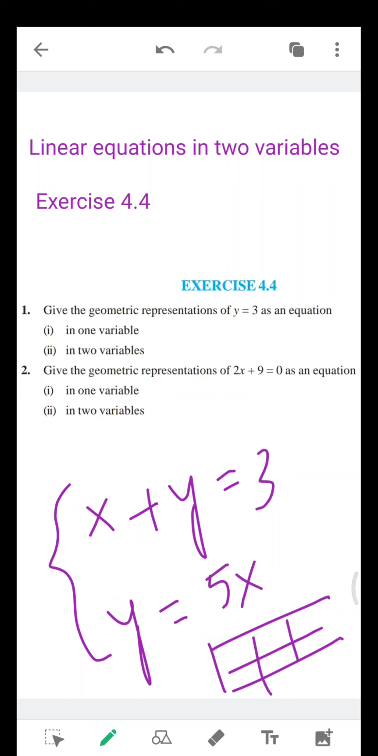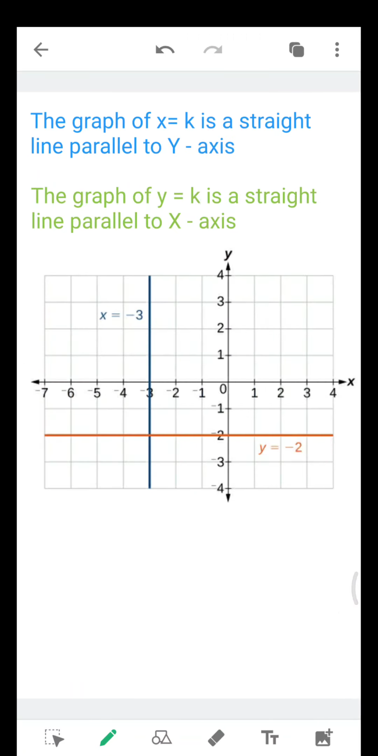But to draw the graphs of these types of equations in which there is only one variable, you can see there is only one variable in y equals 3, and here only one variable x, 2x plus 9 equals 0. So how to represent this graphically in one variable and in two variables? This is the concept of today's session. To begin with, we'll do some basic concepts about this.